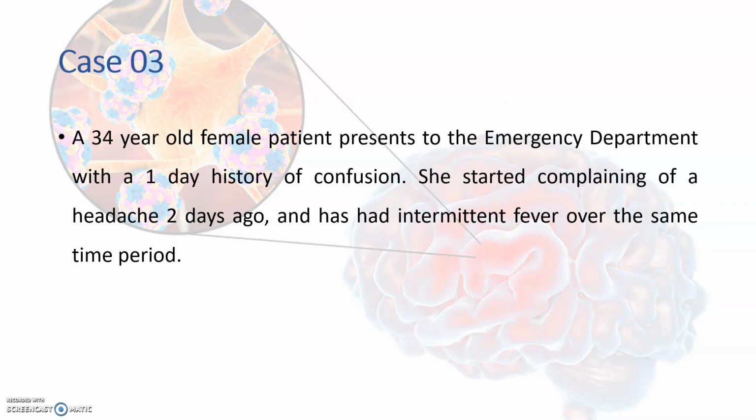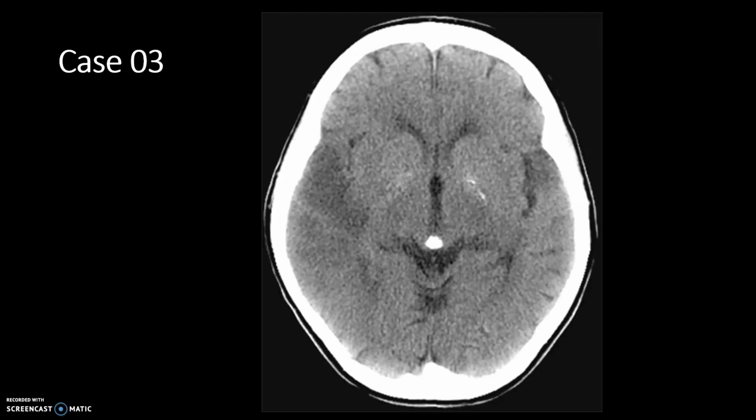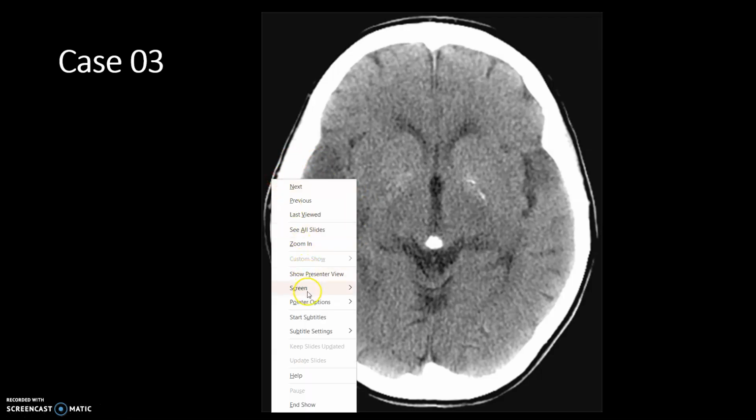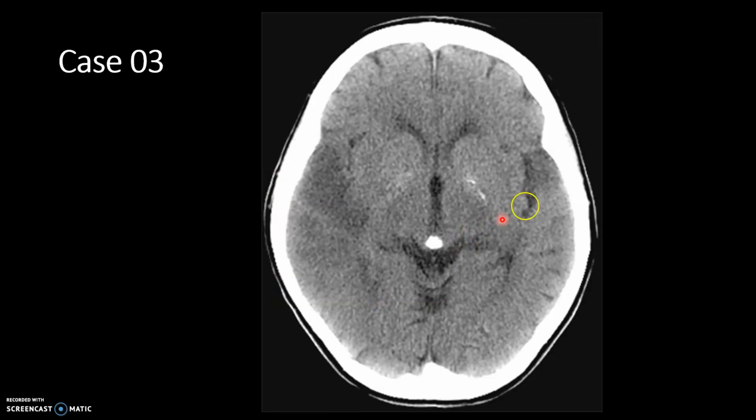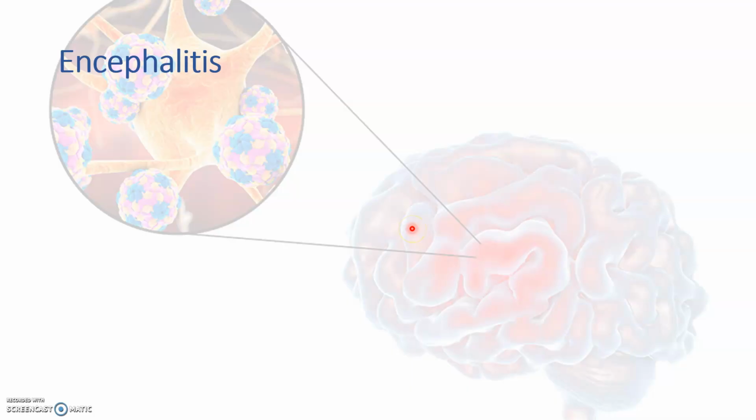A 34-year-old female patient presents to the emergency department with a one-day history of confusion. She started complaining of a headache 2 days ago and has had intermittent fever over the same period. This is her CT scan. I'm not sure if you can make out the, just highlight it here. The hypodense areas in both temporal lobes, which is quite characteristic of this condition. This is viral encephalitis, and that particular pattern that I just pointed out is pertinent to herpes simplex viral encephalitis.